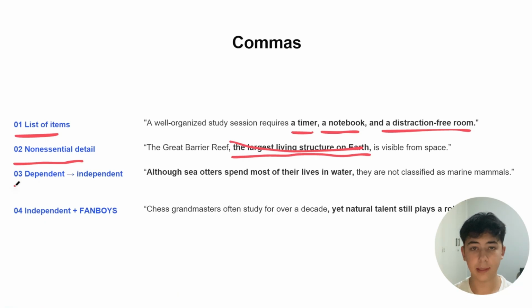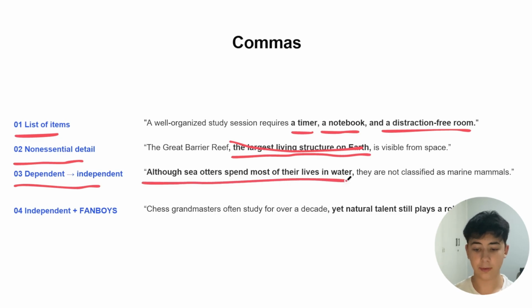Number three, that's going to be linking a dependent clause to an independent clause. You're going to use the 2-second test that we learned earlier to actually figure out whether a sentence requires a comma. In this case, you can read the sentence here. Although sea otters spend most of their lives in water, they are not classified as marine mammals. You can see that this part here is a dependent clause because if you read it by itself, it doesn't make sense. Although sea otters spend most of their lives in water. Alone, it doesn't make sense. And not only that, it starts with although. So that means it really is a dependent clause.